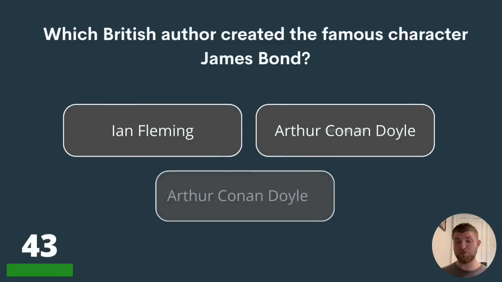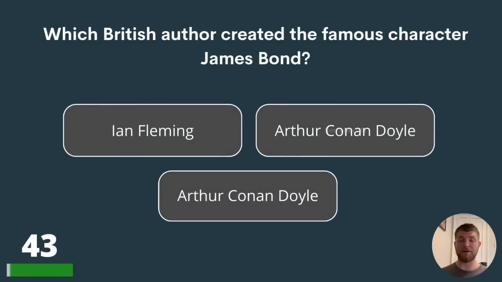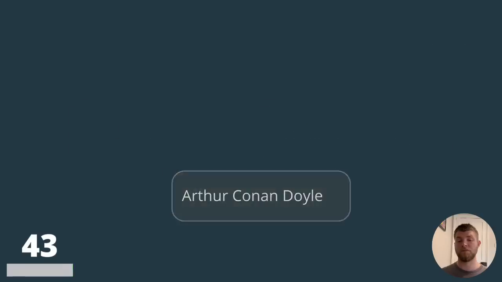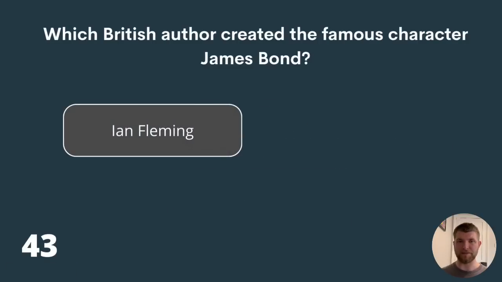43. Which British author created the famous character James Bond? Was that Ian Fleming, Arthur Conan Doyle? Which do you think? Ian Fleming or Arthur Conan Doyle? The answer is Ian Fleming.